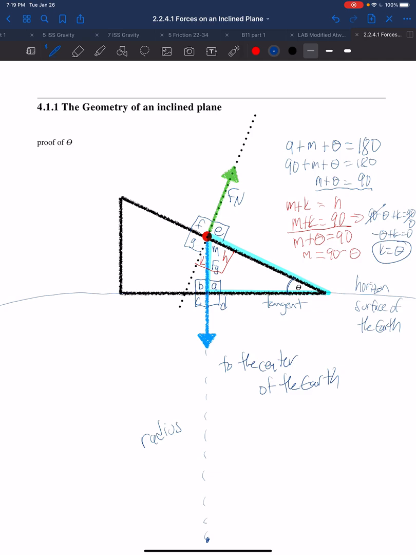So we have just demonstrated that this angle K is equal to theta, using nothing more than straight lines being 180, the sum of the angles of a triangle being 180, and the definition of a right angle being 90. So we have just demonstrated that this theta is indeed this angle K, and therefore they are equal to each other.